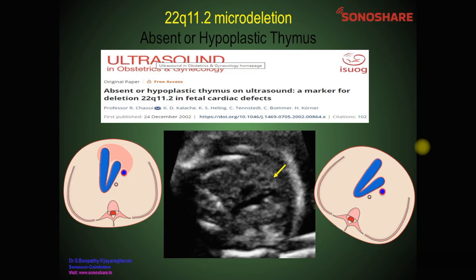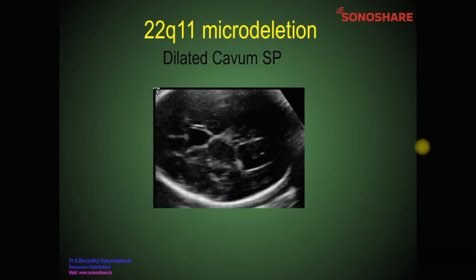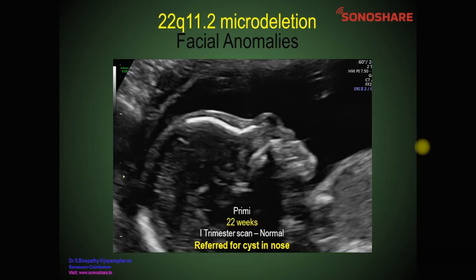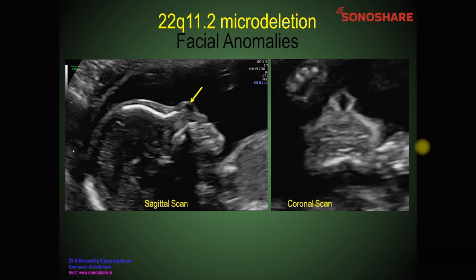Here you see the finding described in the central nervous system is a dilated cavum septum pellucidum, which was seen in 65% of FGR or genitourinary tract anomaly. So any combination of these features, then you must, because of this paper and the various clinical features.